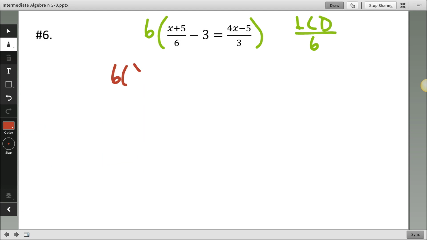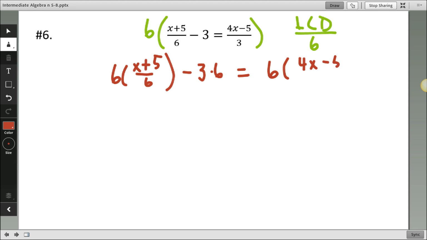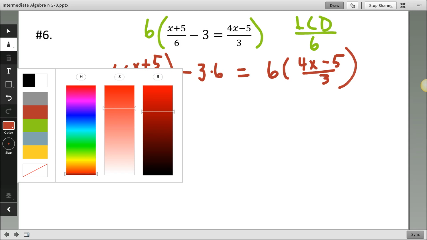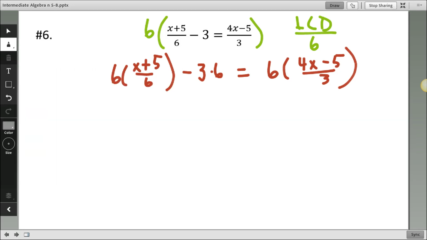So 6 times (x plus 5) over 6 minus 3 times 6 equals 6 times (4x minus 5) divided by 3. And now we're going to reduce and see what we got left. All right, so first term, the 6's will cancel each other out. So that's just going to leave me with x plus 5. I can go ahead and multiply 3 times 6, which is 18.